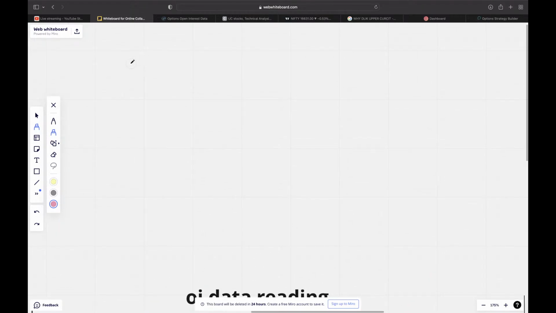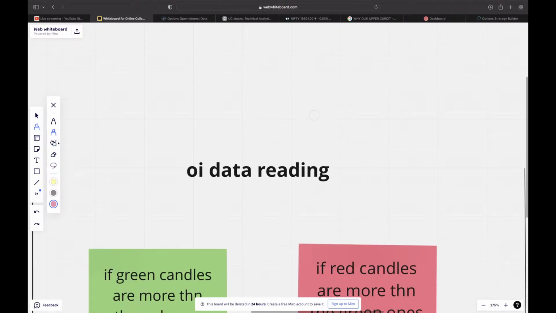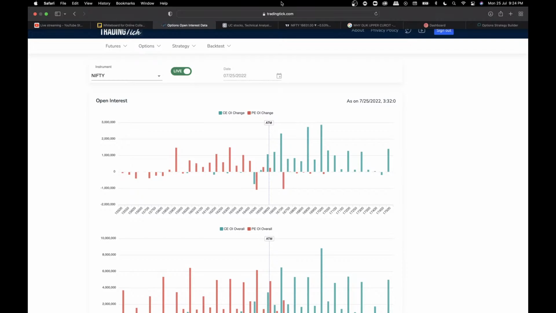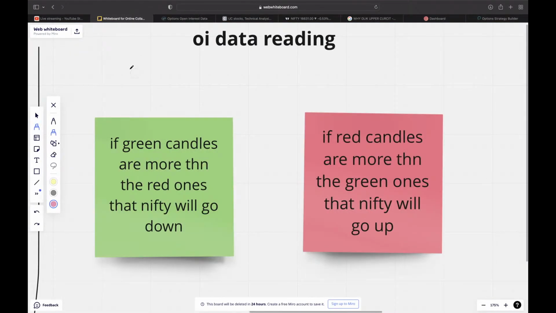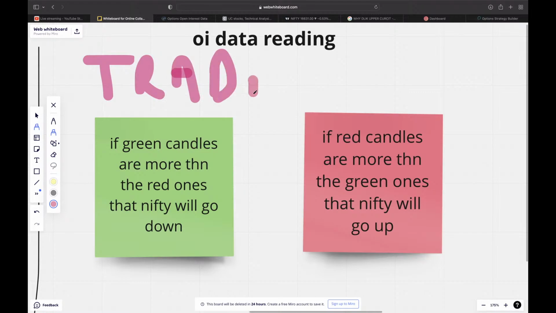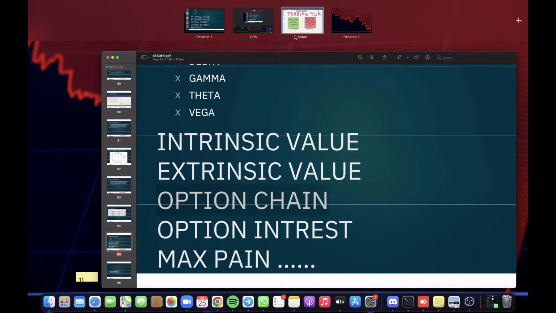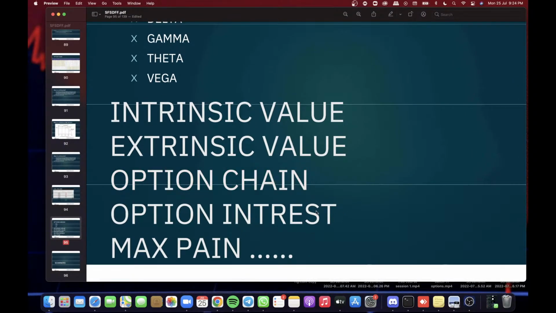For example, people have sold 8,000 calls and 10,000 puts in the options. So this will be the OI data, and this is how it will look. You can just open this website known as Trading Tick. You can open this website and start reading the data from Trading Tick. And I will teach you how to read this open interest data.